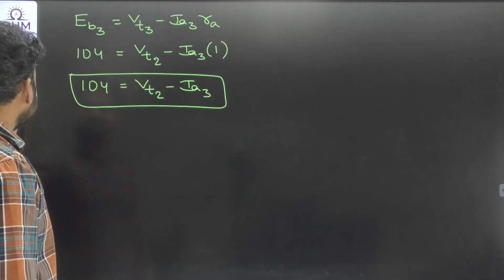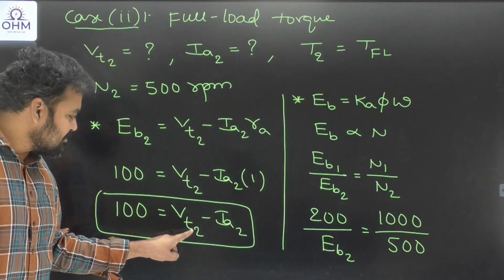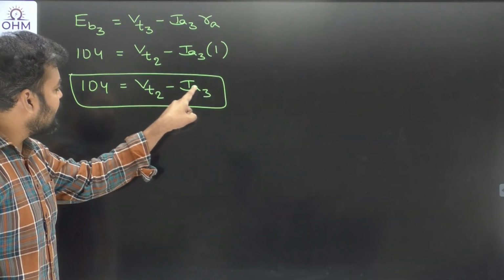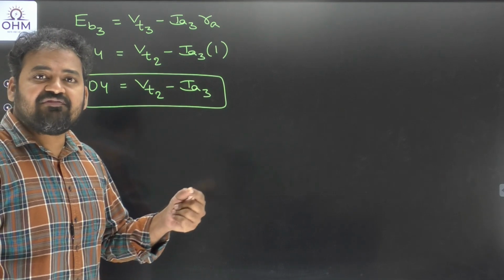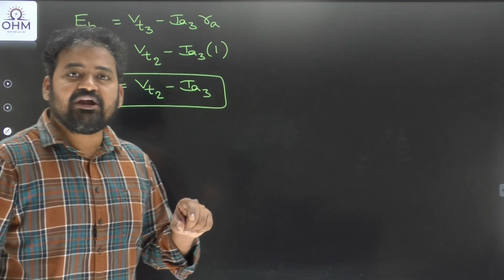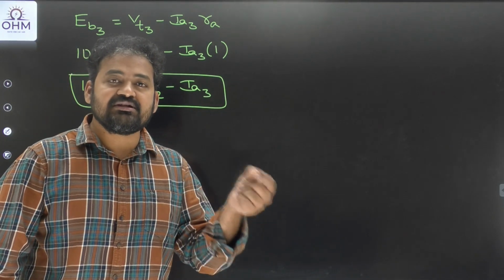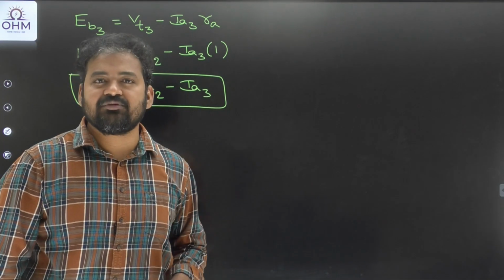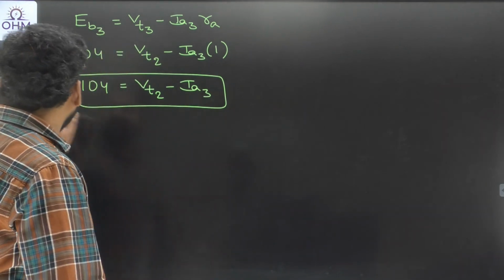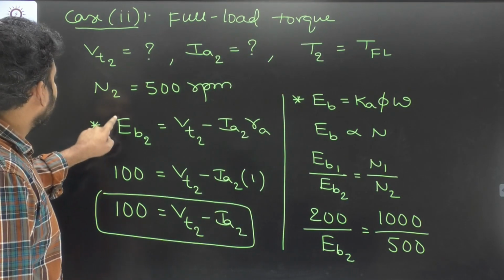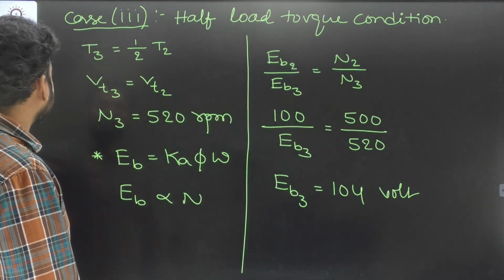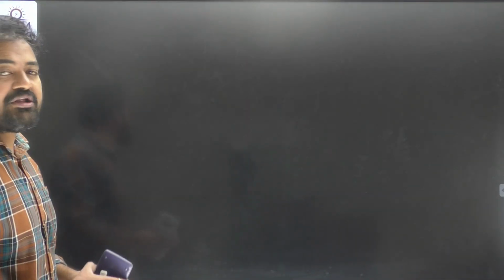What is the previous equation we got? It was in terms of VT2 and IA2. But the present equation is in terms of VT2 and IA3. Therefore, if I find a relation between IA2 and IA3, I can solve this problem. How to find the relation between the second case armature current and the third case armature current? That is where you can use the torque information. In the second case, how much torque is connected? Full load torque. But in the third case, half load torque is connected. So use that torque information now.